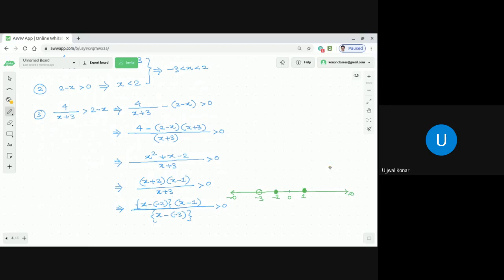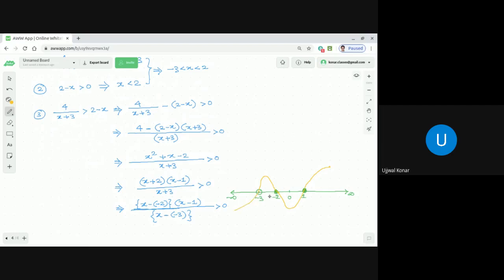Then I start drawing. I come down. x minus 1, x minus 1 power 1, which is odd. I cross the number line, come down, go up. x minus minus 2, that is x plus 2, power is 1, which is odd. So again I will cross the number line, go up and come down. Coming down to minus 3, x minus minus 3, that is x plus 3. Its power is 1, which is again odd. So I will cross the number line and done.